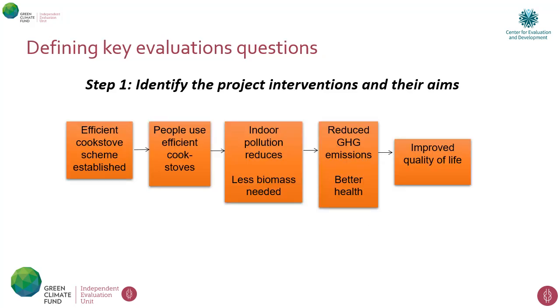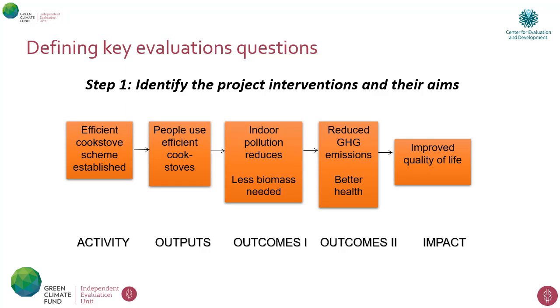Here you can see the theory of change that Emil introduced last week for the cookstove project. You can see that we start with an activity, which is that an efficient cookstove scheme is established. The output is that people use efficient cookstoves. The first set of outcomes are that indoor pollution reduces and that less biomass is needed. The intermediate outcomes are reduced greenhouse gas emissions and better health. And this leads to the impact of the project, which is, in this example of the cookstove project, an improved quality of life.